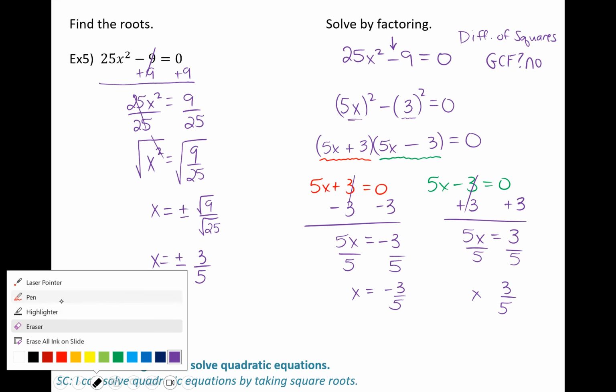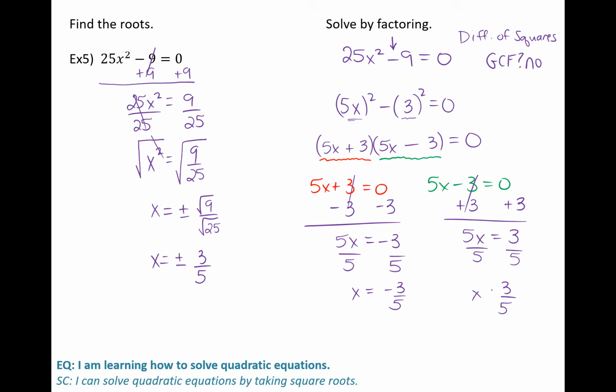So at this point, let's take a minute and check off our success criteria. All right, so this is success criteria. I can solve quadratic equations by taking square roots. If you've got it, check it off, otherwise circle it, and you are good to go to get started on your practice assignment. We'll see you later.